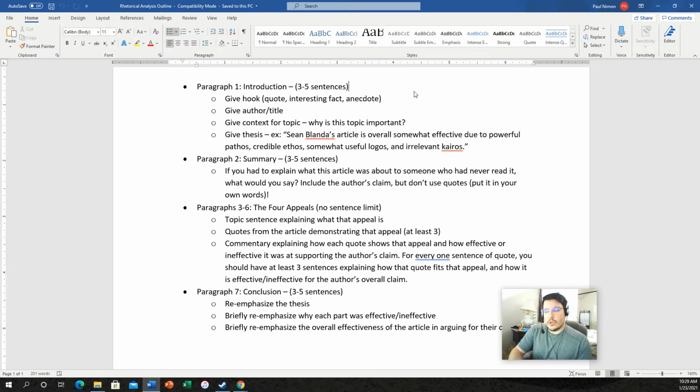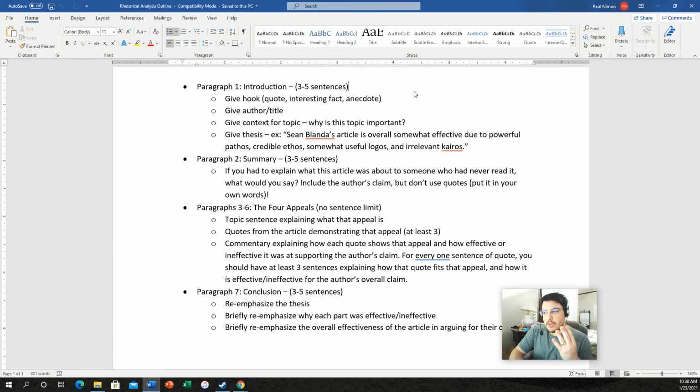Once you give your intro, then you want to give me a brief summary of what the article is about. Act as if I'd never read her article before. What could you tell me about it? What are the major things that I need to know about it? Now, again, keep it short. You don't want to go into every single point that she makes, but you do want to hit the big ideas. Okay? So just give me a general idea of what her article is about.